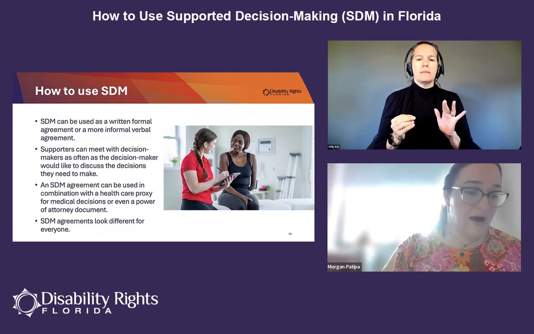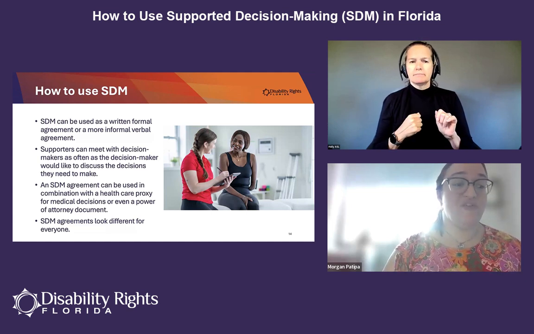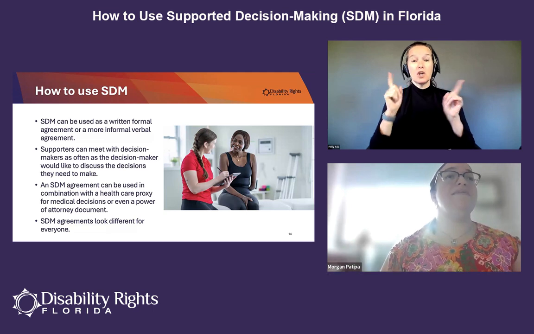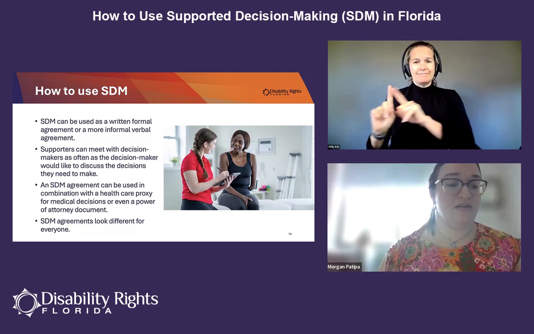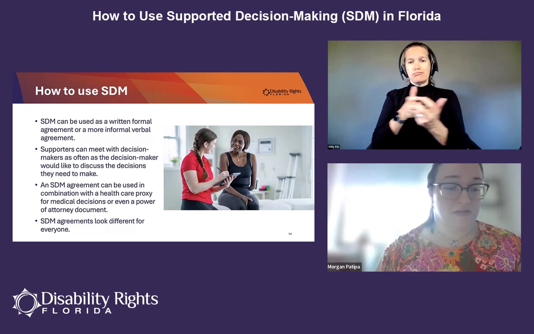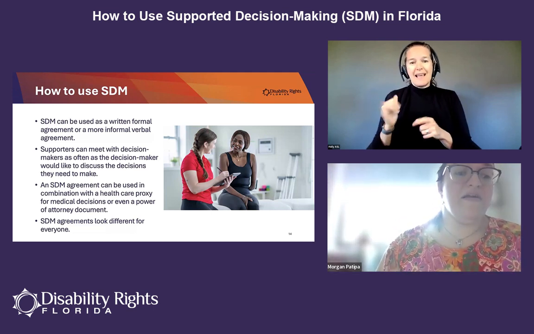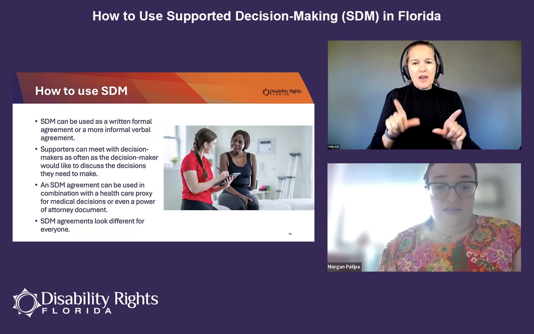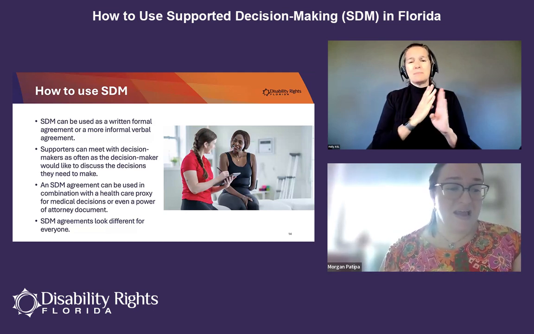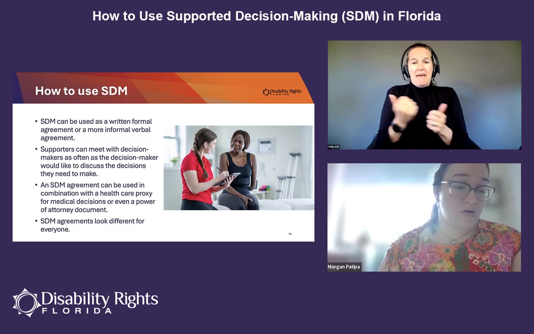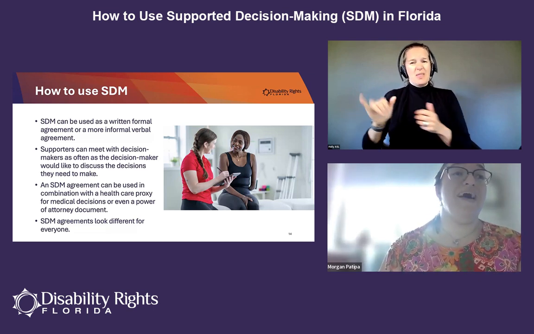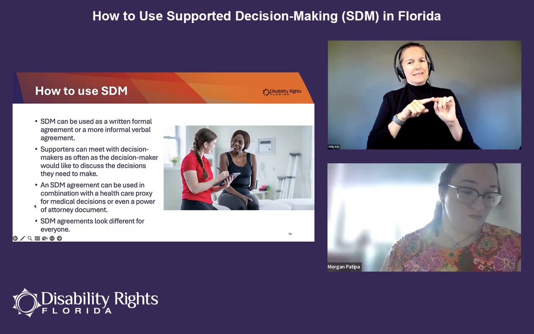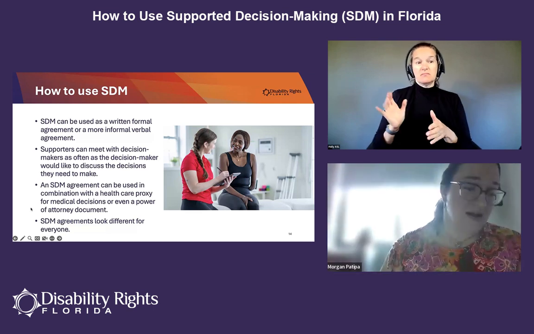SDM agreements look different for everyone, right? So what I like to say is that they are uniquely tailored to each individual with a disability, because just as someone just said in the chat, disabilities are a spectrum, right? So everyone needs something different, and so too, SDM agreements look different for everyone, and that's okay, right? So, next slide, please.